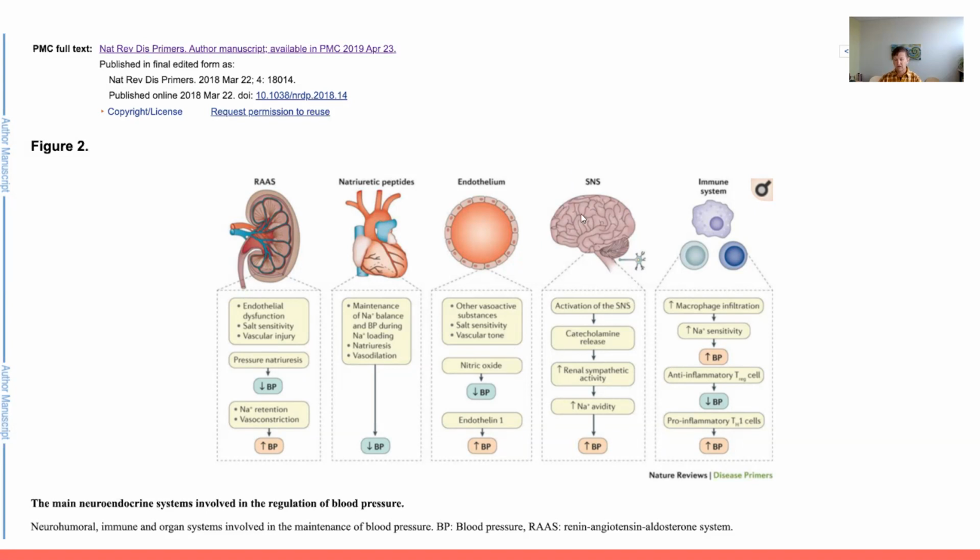The sympathetic nervous system, this we've talked about a lot. If somebody's really in that fight or flight mode, it's going to increase our blood pressure. And then our immune system is really important. This is why sometimes when people get sick, if you end up in the ER or you don't feel good, your blood pressure can be elevated when there's immune system dysfunction as well.